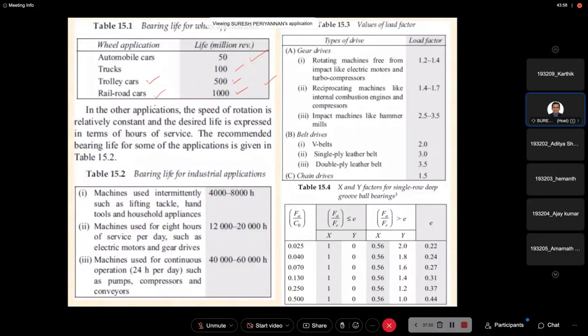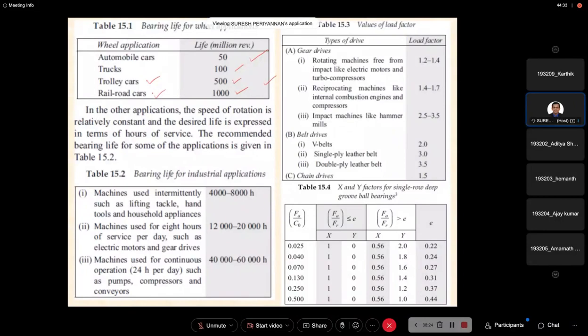Sir, you may ask a question here. Trucks, trolley cars and railroad cars are heavier, but how is the life of the bearing 500 and 1000? See here, in automobile cars we are using small-size bearings compared to trucks, trolleys, and railroads. When the size increases, we do not know what type of material they are using. So based on the size and the material of the bearing, they might have gone through that.